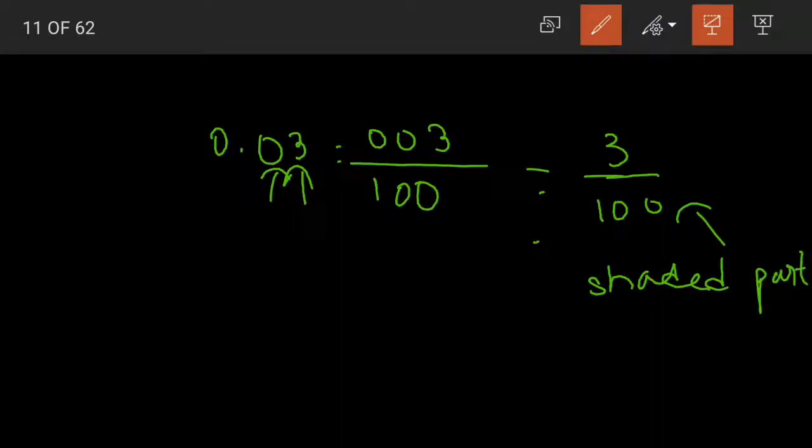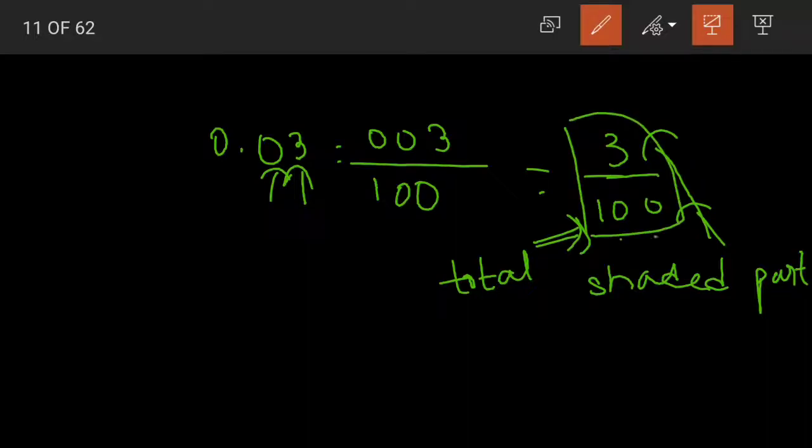What can you say from this, children? That the denominator is the total number of parts. In total, Amelia has divided the figure into 100 parts, out of which only 3 are shaded. Are you able to understand what the fraction 3 by 100 means? 3 by 100 means that there are in total 100 parts, out of which 3 are shaded.